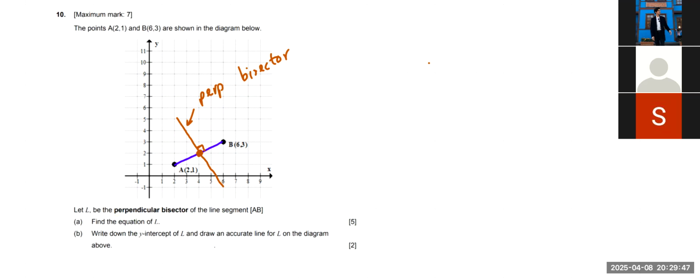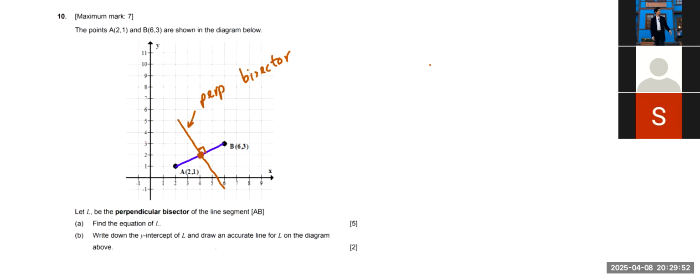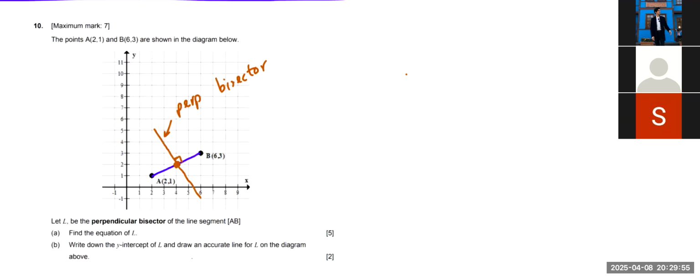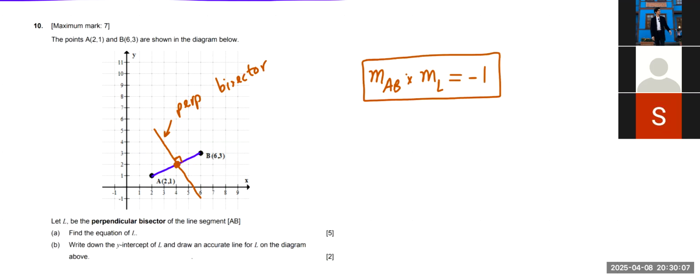How? See, because L is perpendicular to AB, that means that there is a very important rule. The rule is, if two lines are perpendicular to each other, then the product of their slopes, meaning if you multiply their slopes, you will always get -1. This is a very important rule for any perpendicular lines in the world. Okay, so if we can find the slope of AB, we can find the slope of L because they have a relationship. They are directly connected to each other. Okay, so let's focus our attention on finding the slope of AB first.